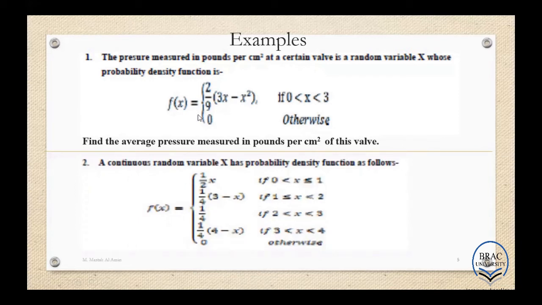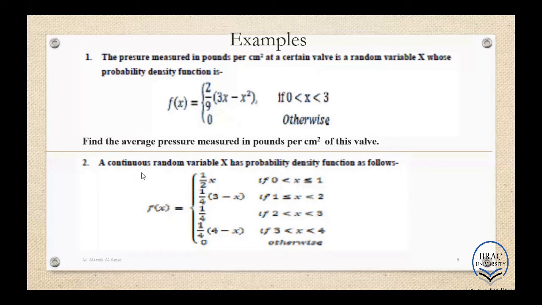That means we can write mu equals the integration of x f of x dx, where the limit is from 0 to 3. And after doing that integral, we will have the average pressure for this valve.